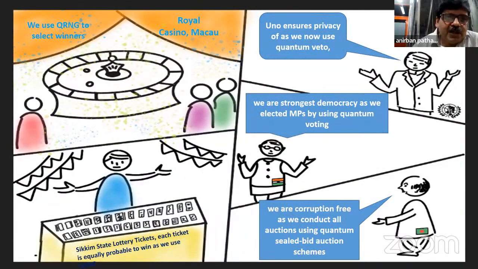So what is the utility? Now the DDA can say that we are using a quantum random number generator, so there is no bias. The Sikkim state lottery can say that our lottery is secure. Parliament can say that we are doing quantum voting. UNESCO can claim that we are using quantum veto.